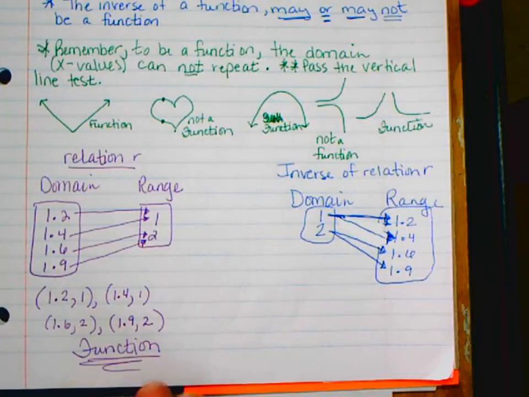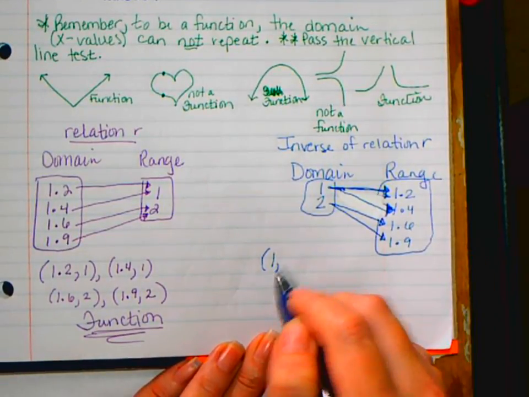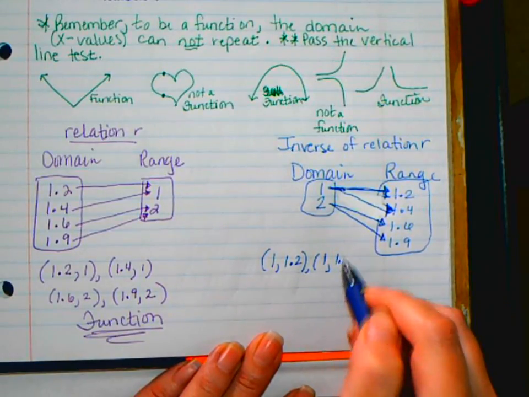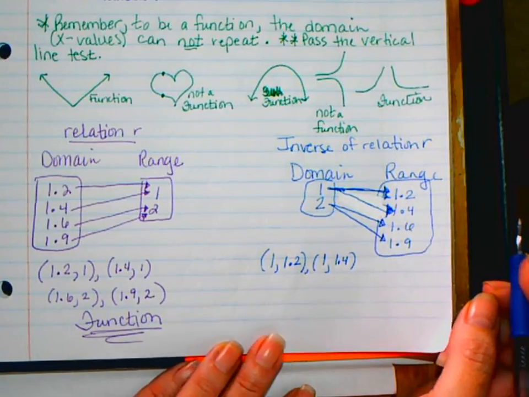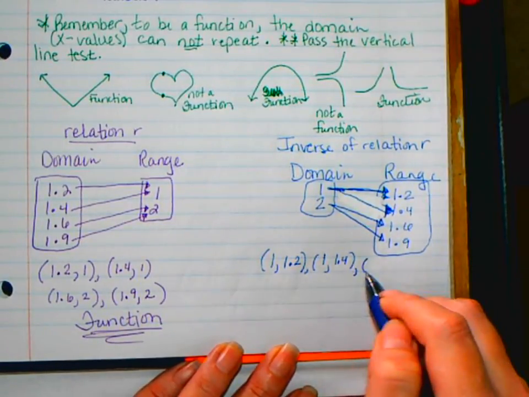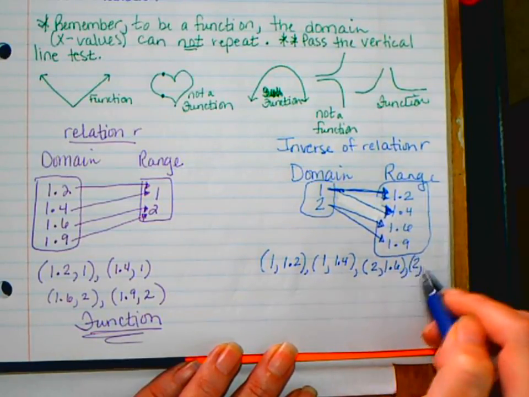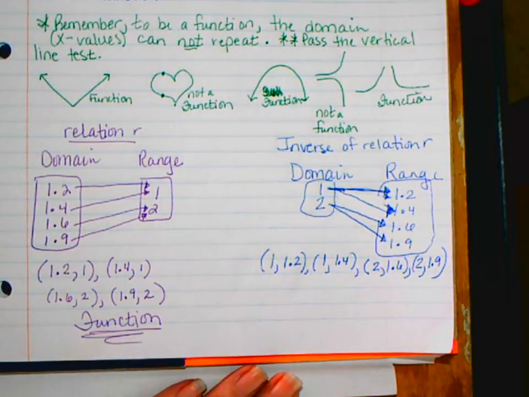No, it's not, because if I write out my ordered pairs, I'll have an ordered pair of (1, 1.2) and (1, 1.4). Right there, I already have repeating domains, so it can't be a function. But I'm going to keep going. I'll have an ordered pair of (2, 1.6) and (2, 1.9), and I have two more repeating domains. You only have to have repeating domains one time for it to not be a function, but it's got it twice. So regardless, it's not a function.